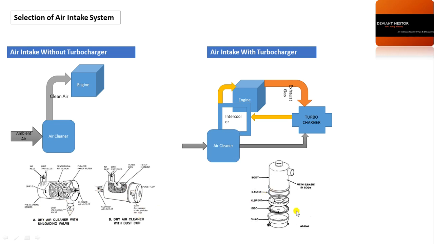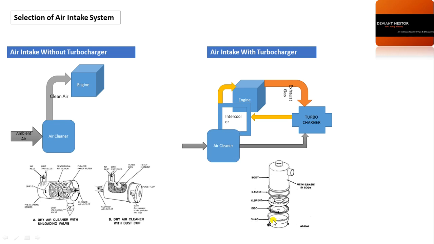In the wet type of air cleaner, there is a liquid in the sump. The liquid catches the impurities or dust particles, and they accumulate there. So we need to remove that oil at a particular interval of time.